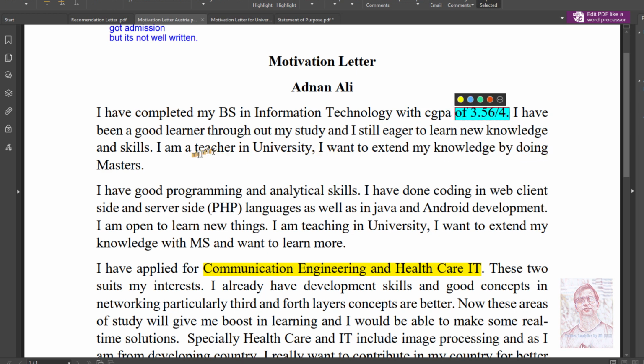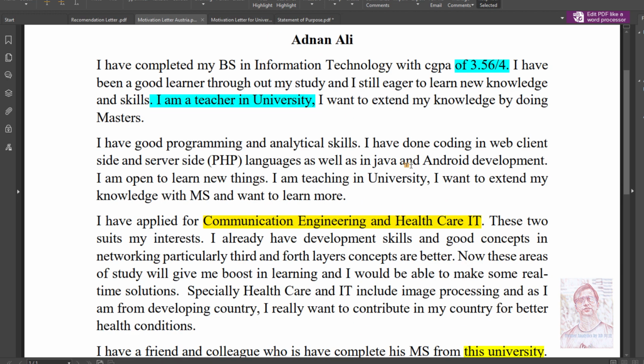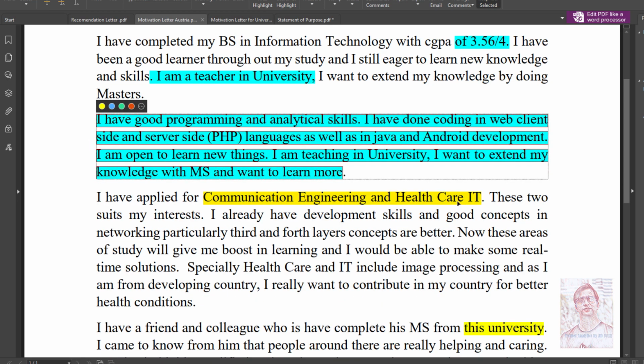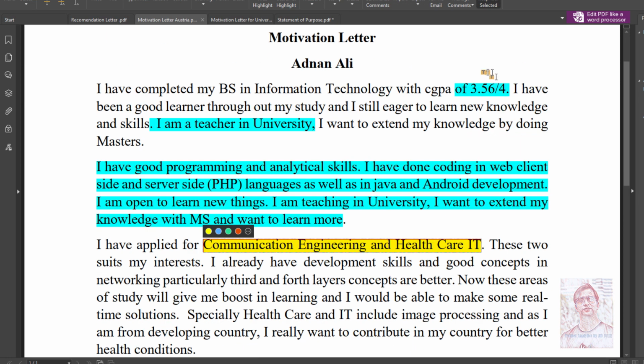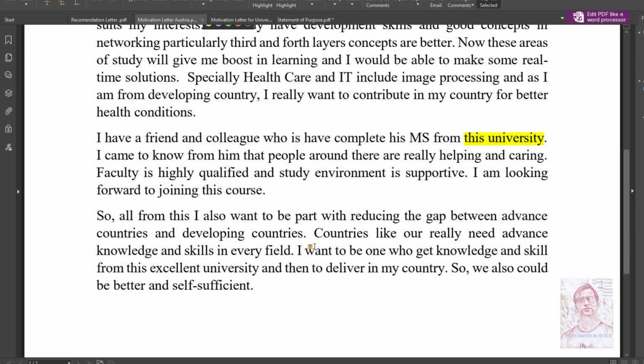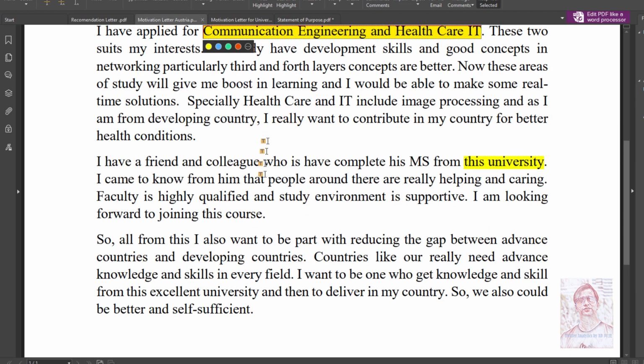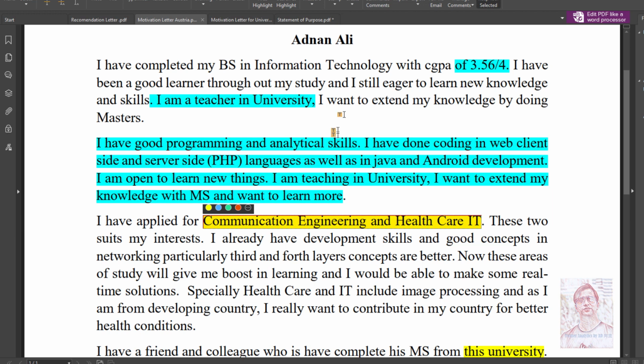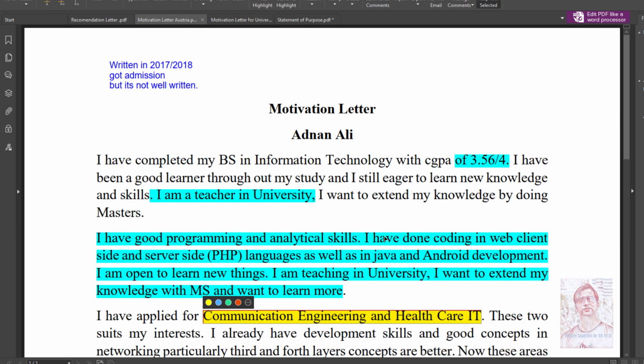You can see there is no information mark. I am a teacher, so I should have mentioned the specific job. And again, you can see that it doesn't have any structure. This is the program I was applying for. It should be at the start, but I am starting with my CGPA. So overall, if you want to read it, you can, but it is not good. If I have to rank it, I will give 3 or 4 marks out of 10. But yeah, it got me admission, remember that.